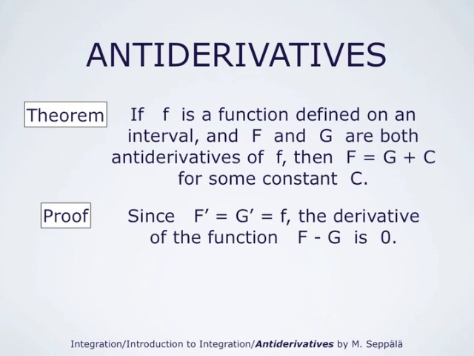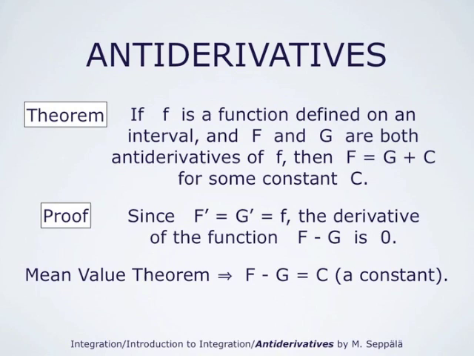To prove this, we have to show that capital F minus capital G is a constant. So since capital F prime is f and capital G prime is f as well, we conclude that the derivative of the function capital F minus capital G is f minus f, which is 0. By the mean value theorem, we conclude that the function capital F minus capital G is a constant. We denote that constant by c. And this means that capital F is G plus the constant c.